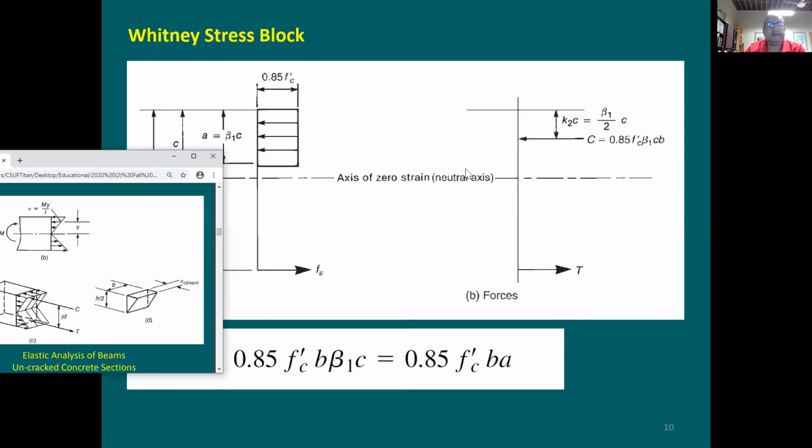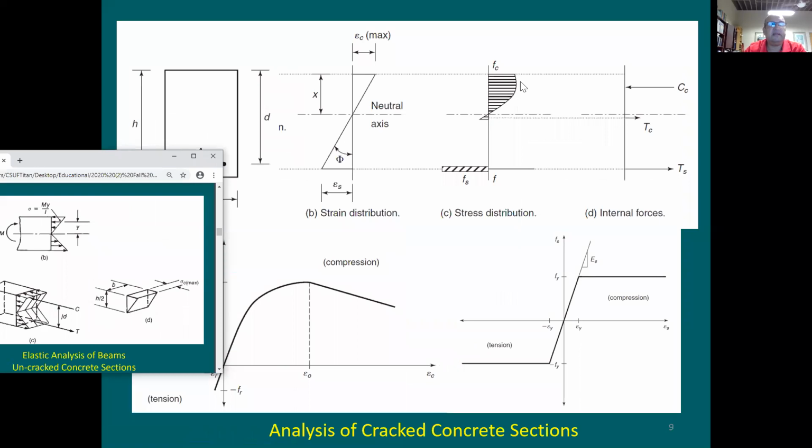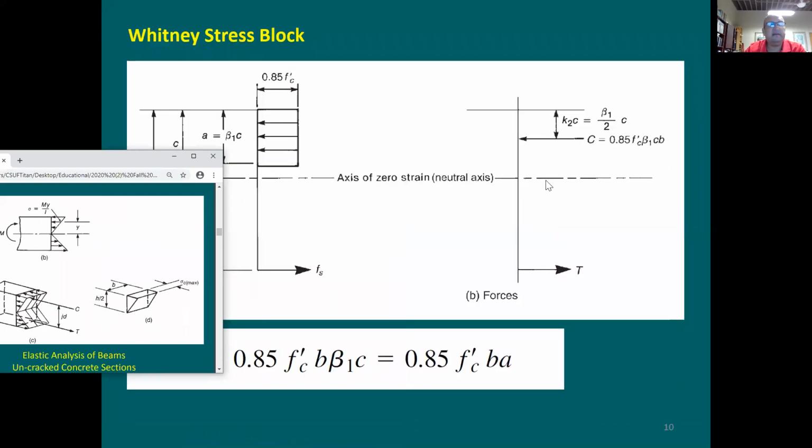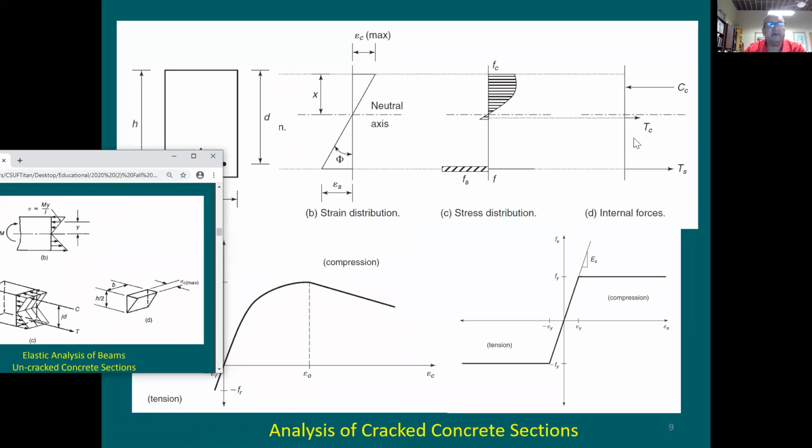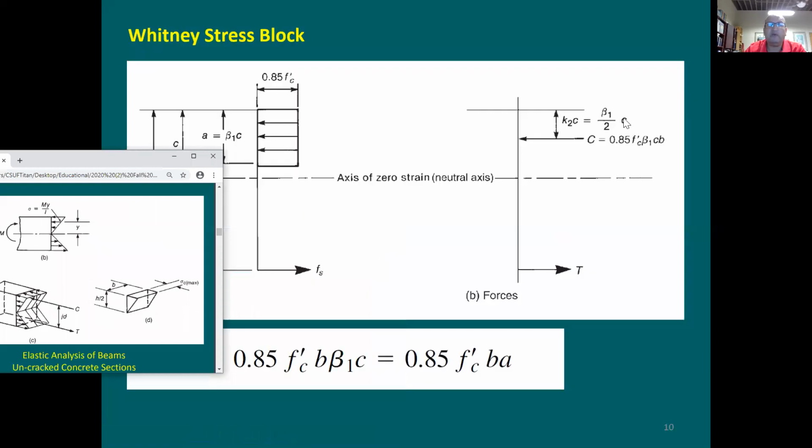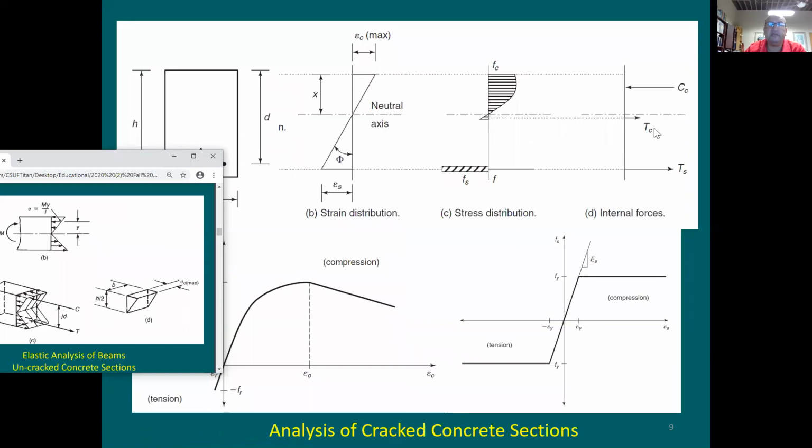Okay. So this block substitutes the whole thing. And this force, this C, is going to be used instead of this tension in the concrete and this C in the concrete. This one force is going to be substituting these two forces. So now you have just one force.